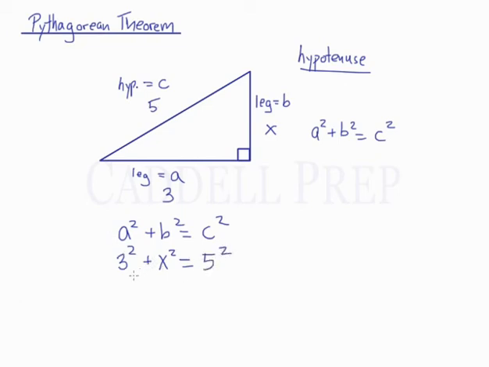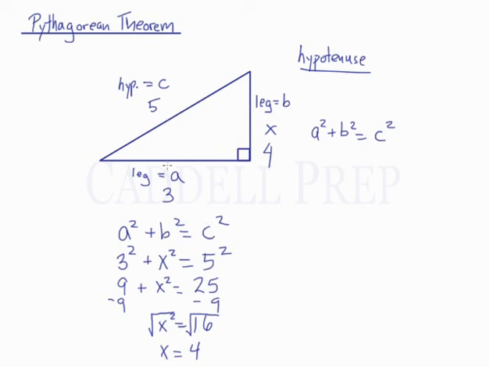Now we'll just solve for x. 3 squared is 9, x squared is still x squared, and 5 squared is 25. To solve for x squared, we'll subtract the 9 from both sides. We get that x squared equals 16. Now to solve for x, the inverse of squaring something is to do the square root. So the square root of x squared is x. The square root of 16 is 4. So now we found that the measure of this leg is 4.